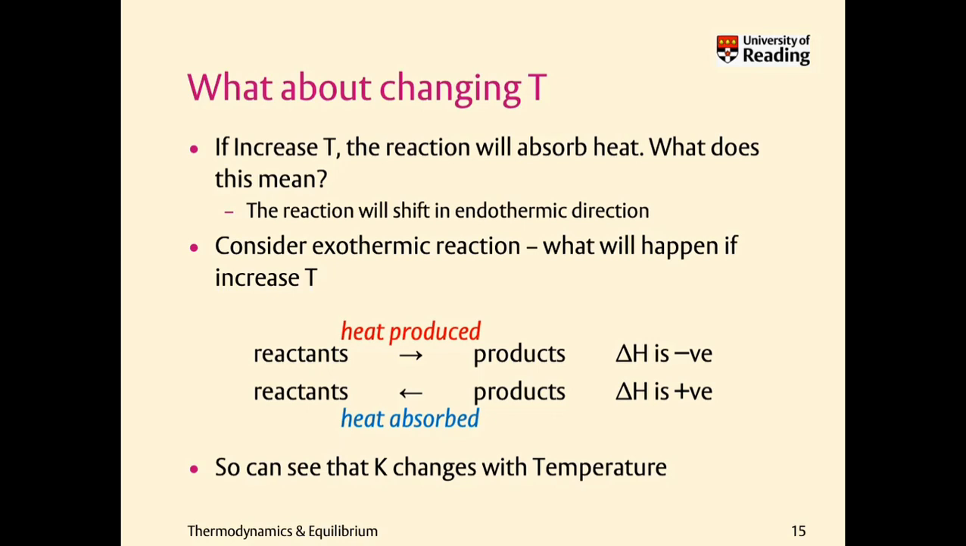So, by increasing the temperature, we make the reaction take in heat, and this will shift the reaction towards the endothermic direction. If the reaction in the forward direction is exothermic, increasing the temperature shifts the equilibrium towards the reactants, in the endothermic direction. So this changes the ratio of products and reactants. Changing temperature also changes the equilibrium constant.